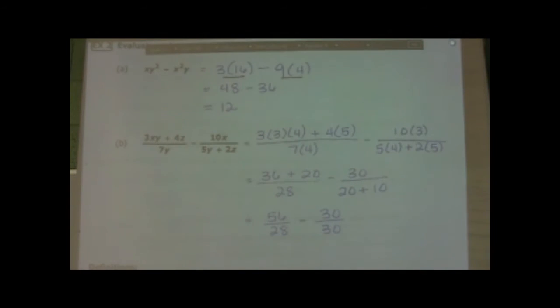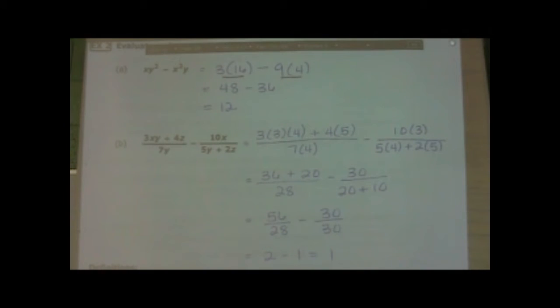Don't freak out that you've got two fractions you've got to subtract. These simplify. 56 divided by 28 is 2. 30 divided by 30 is 1. 2 minus 1 is 1. Done.